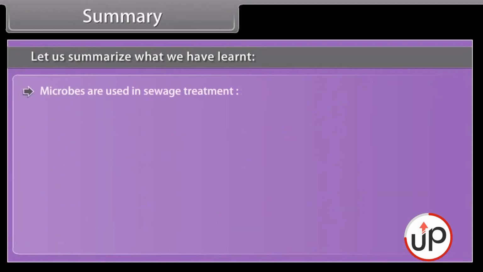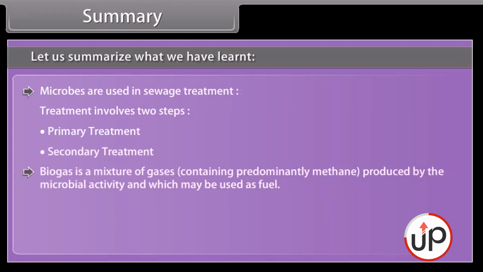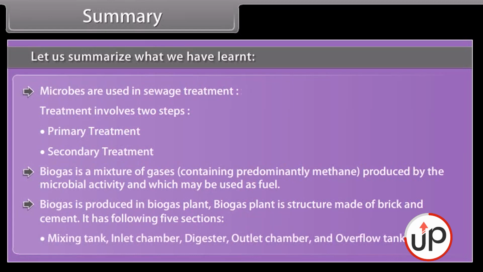Microbes are used in sewage treatment. Treatment involves two steps. Number 1, primary treatment. Number 2, secondary treatment. Biogas is a mixture of gases containing predominantly methane produced by the microbial activity and which may be used as fuel. Biogas is produced in biogas plant. Biogas plant is a structure made of brick and cement. It has following 5 sections: mixing tank, inlet chamber, digester, outlet chamber, and overflow tank.